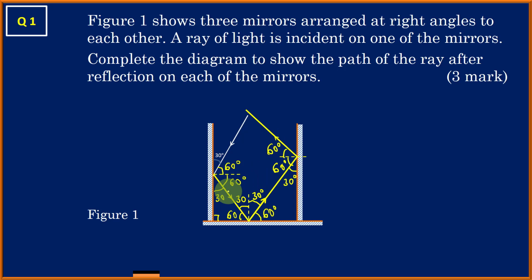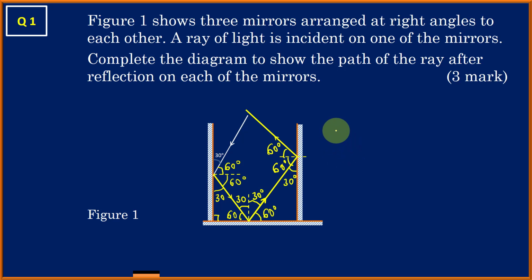So the first thing that you should observe is that you should be able to indicate these angles on the diagram, as well as give your rays arrows. You should put arrows on your rays, so ensure that that is done. All your rays should have arrows and these angles should be correct.